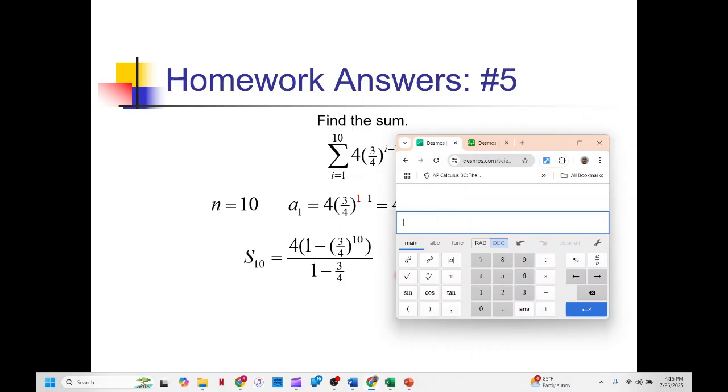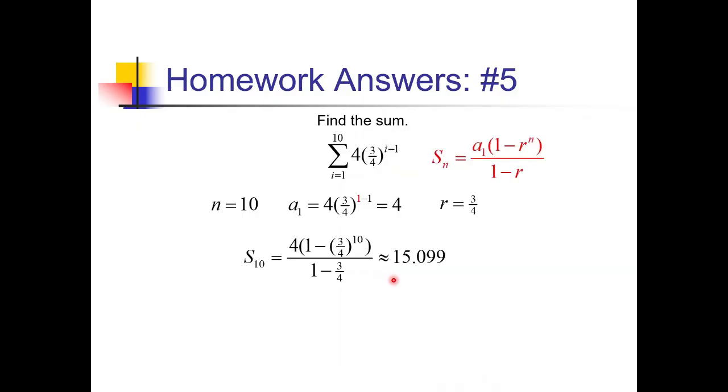So putting all this together, let me make a fraction. We've got a 4, parentheses, 1 minus, and then I'll do another little parentheses here, 3 divided by 4 in there, close that. We need an exponent of 10, and then close that whole parentheses. Go down to the denominator, we have 1 minus 3/4, and this all comes out apparently to 15.099, which I'll just round to 3 decimal places.